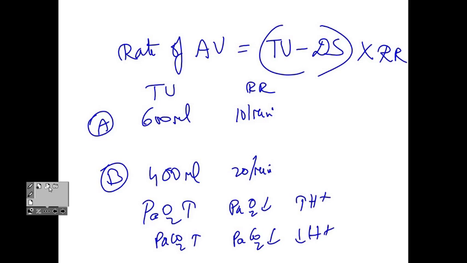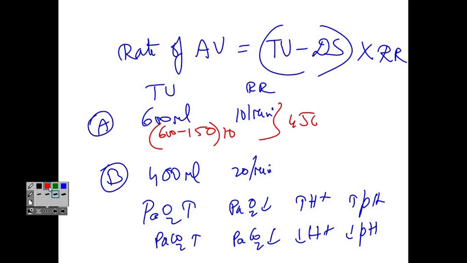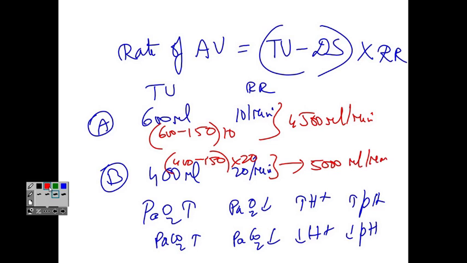So solve that. How much is this? A is 600 minus 150 times 10. How much is it? 4500 ml per minute. B would be 400 minus 150 times 20. How much is it? 400 minus 150 is how much? 250 times 20. That will be 5000 ml per minute.